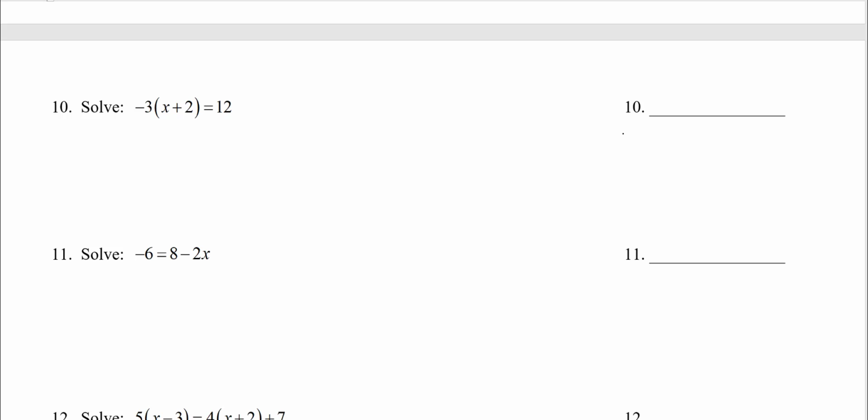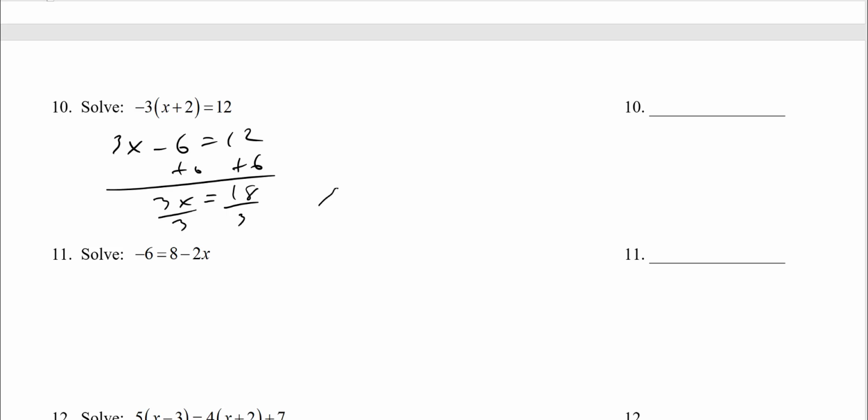So this is pretty mellow. I distribute the negative 3, so we get negative 3x minus 6 equals 12. This is really easy for you guys. So add 6, so 3x is equal to 18, divide by 3, x is 6. Okay, that's easy.